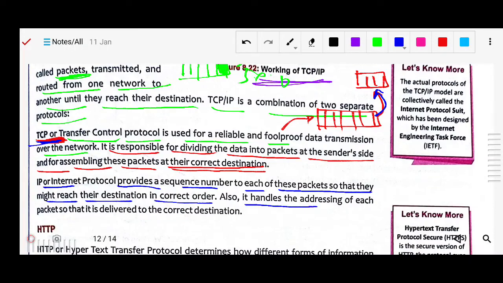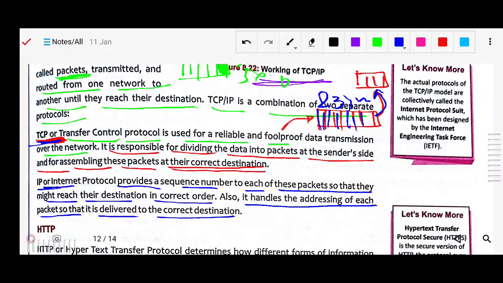So it handles the addressing in each packet so that it is delivered to the correct destination. So what does IP do? TCP is breaking data up into small packets, and each packet has some numbers. So that it can be identified that these packets have to be sent to this particular person or particular device. So these numbers are given, and the particular unique address is given by the IP address. That's why it is called the TCP/IP protocol.